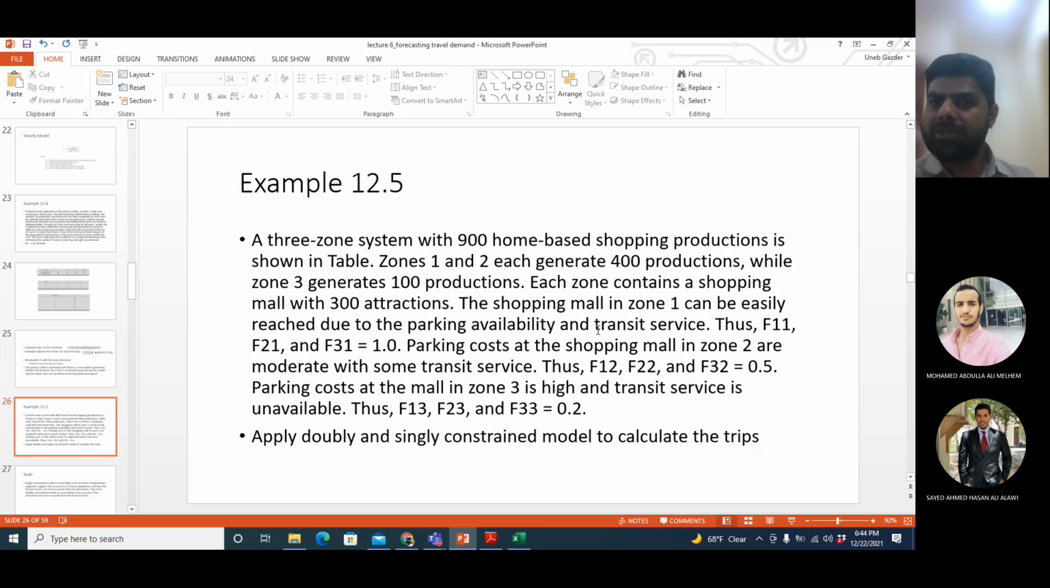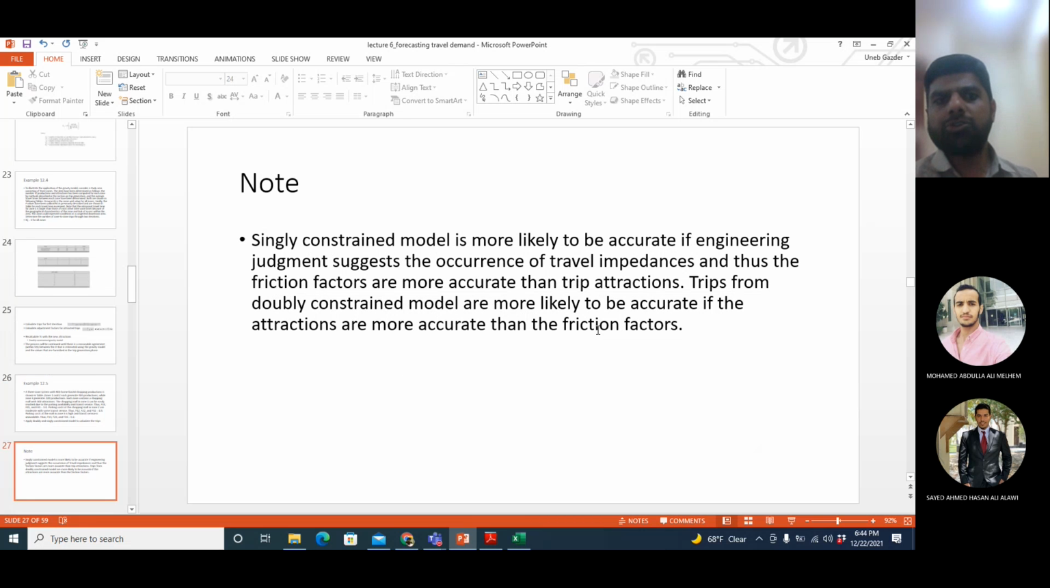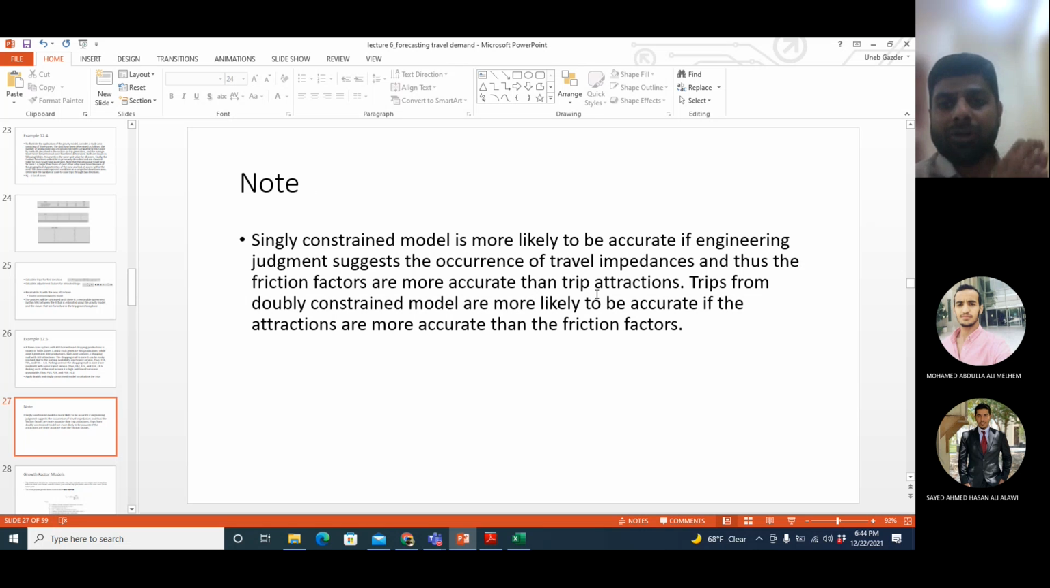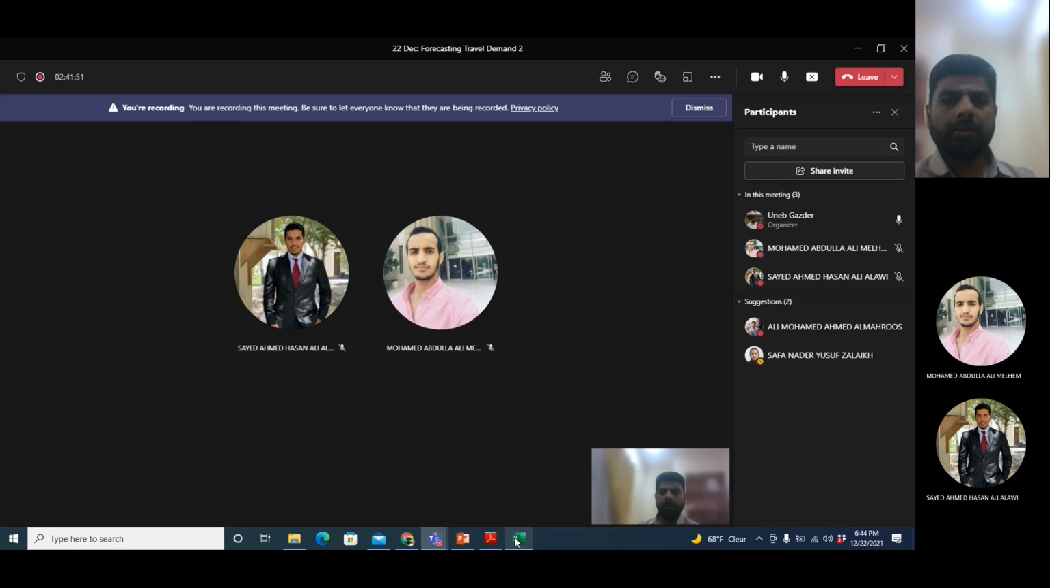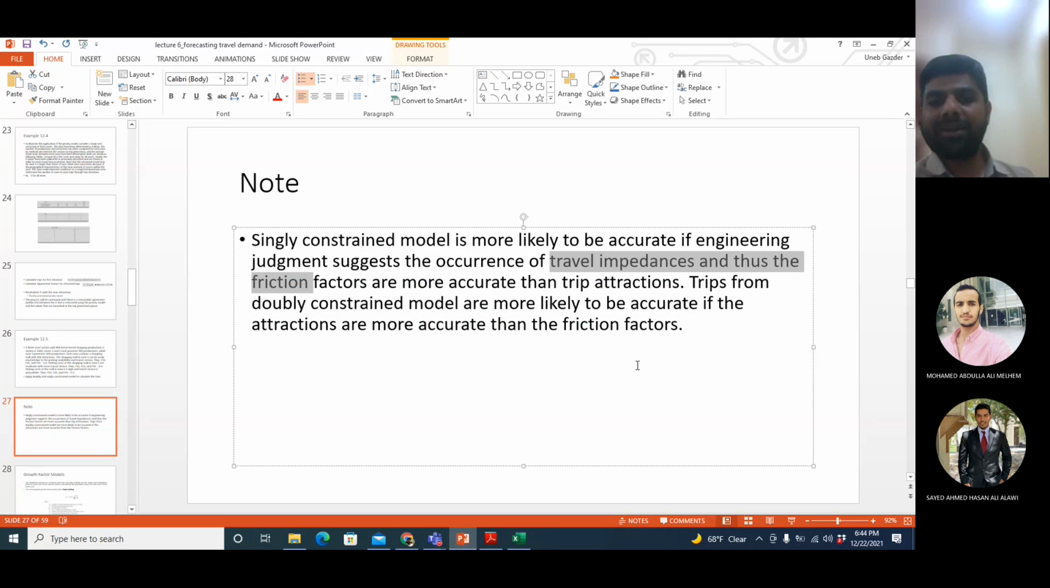In the previous example, any two zones which have a travel time of, let's say, 2 minutes, their F factor is this much. But in this case, F was dependent upon the characteristic of the zone. So this brings us to this important note: in what circumstances should the singly constrained model be applied, and in what circumstances must the doubly constrained model be applied. It depends upon what you are taking into consideration for the F and K factors. The singly constrained model is more accurate if you are taking into consideration the friction factors and the travel impedances. Resistance, we call them resistance factors. Friction factors. So the F factors and the K factors can also be termed as travel impedances and friction factors.